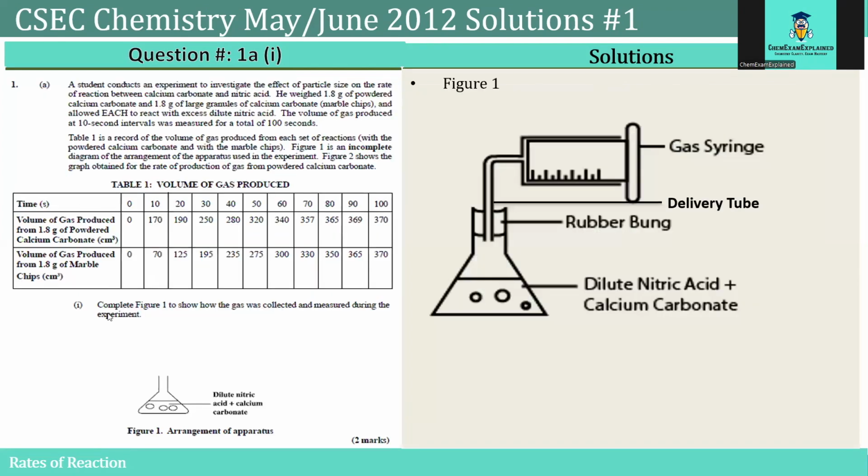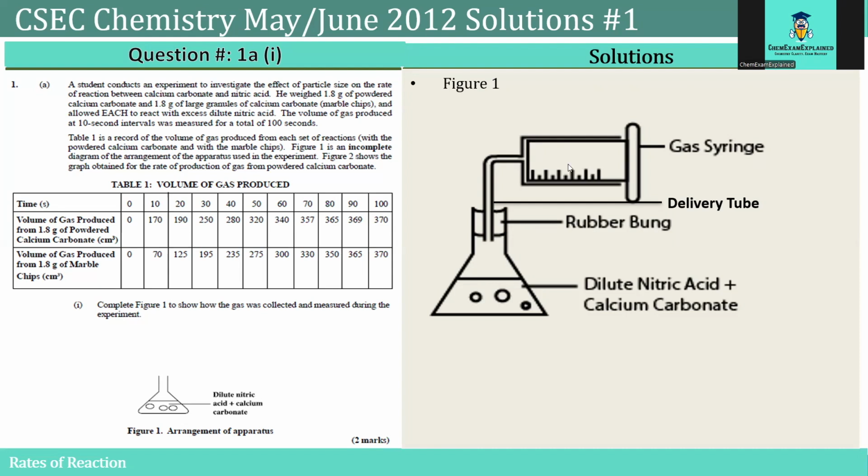So the first question is to complete figure 1 to show how the gas was collected and measured during the experiment. So what's important is to make sure we have a gas syringe along with a delivery tube. We must have a rubber bung. And of course, this will collect the gas and it will be measured with the syringe.